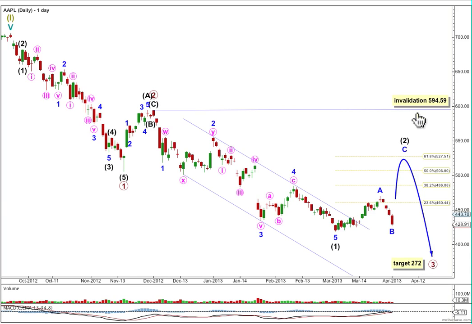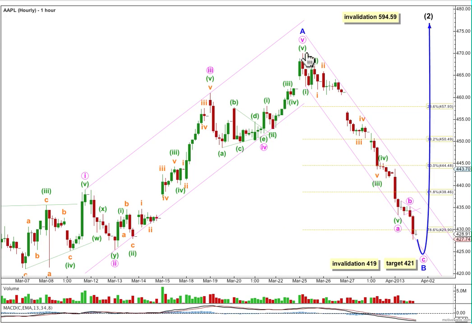Let's have a look at this structure on the hourly chart. I have 2 hourly wave counts for this one today. The end of intermediate wave 1 will be just off to the left of the chart, and the high of minor A here is this point up here.